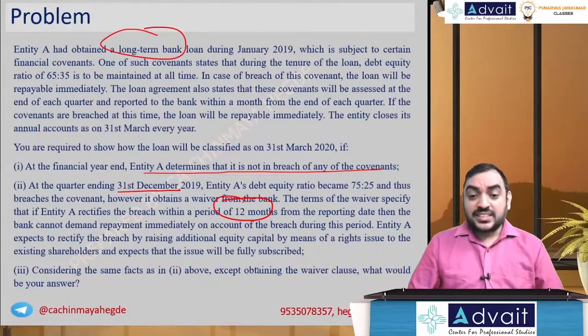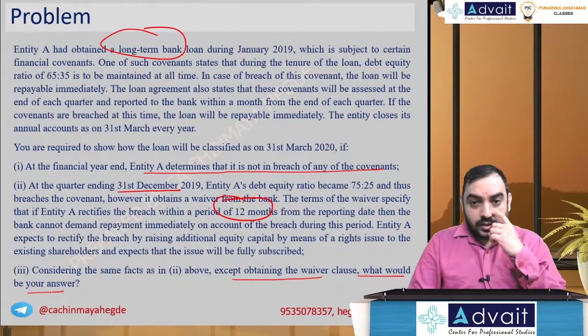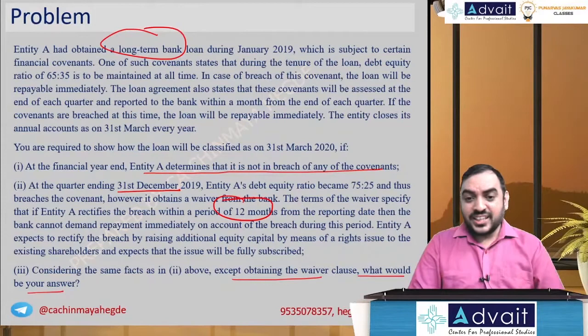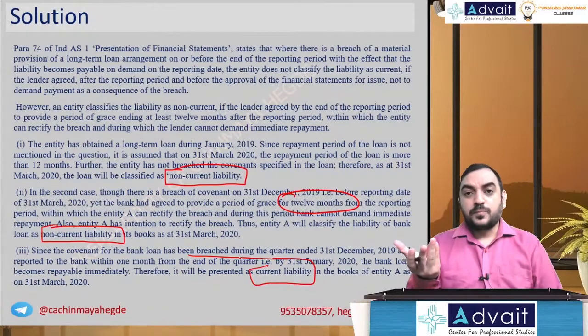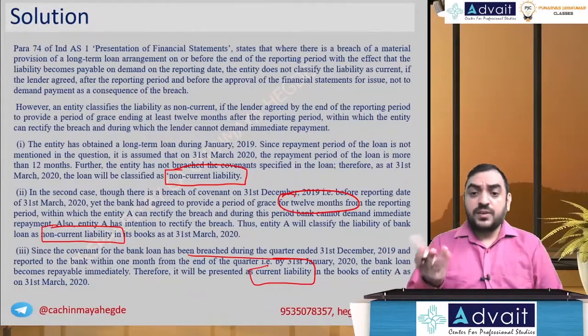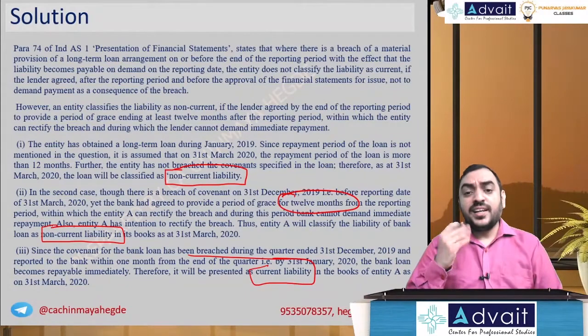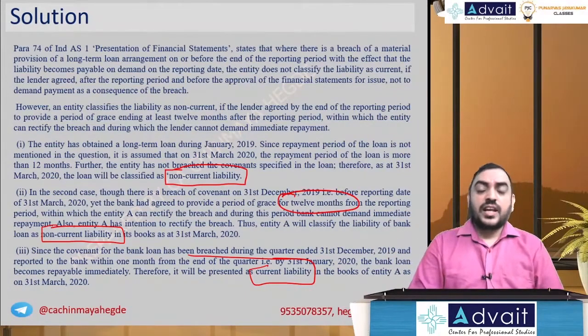Considering the same facts above, except obtaining the waiver clause, what would be your answer? Okay, that means you don't have the waiver clause. If the covenant has been breached and the waiver clause is not there, then it becomes payable immediately. Therefore, it will be classified as a current liability. Straightforward. If the waiver clause is not there, no specific grace period is given, so rectification may not happen, and that means the breach has taken place. It is payable immediately, and payable immediately means it is classified as current.